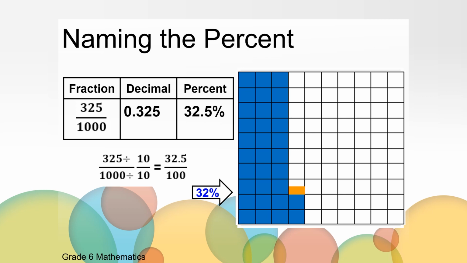So when I combine my 32% and half of a percent, I can name this value as 32.5%.